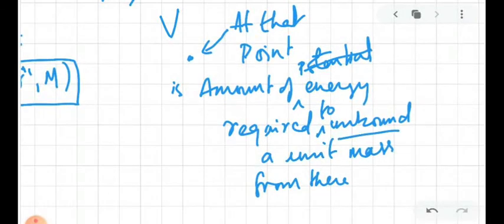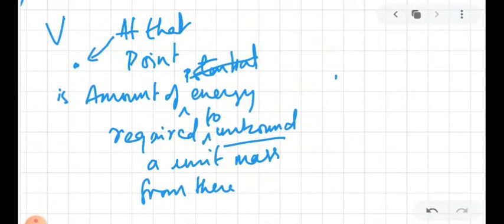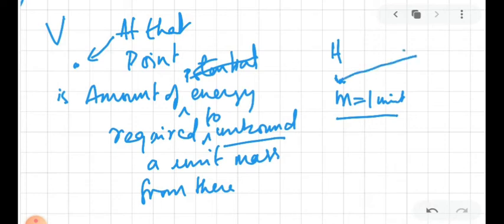So you might be confused, what does this unbound mean? Unbound means if you had this point H and you had some mass, a unit mass, a mass equal to 1 unit in whatever system you follow, and that mass had to be unbounded from that point, which means you had to move it from H to infinity. So that is how you make things unbounded in a gravitational system.